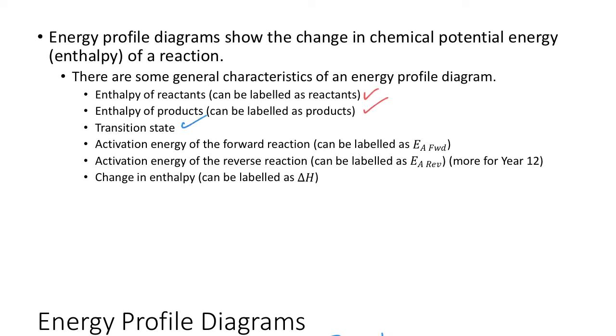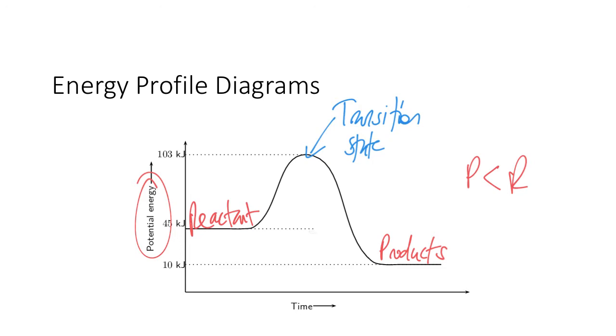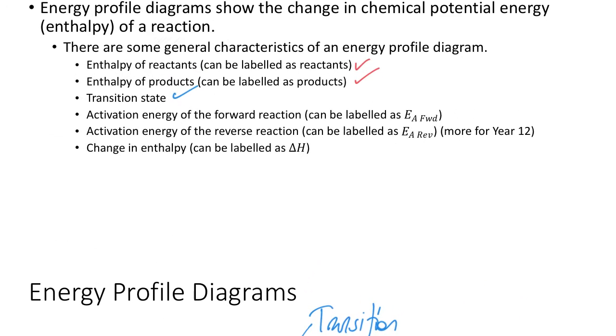Okay, activation energy of the forward reaction, labeled as EA forward. So let's have a look at where that is. The activation energy is the energy required to break the bonds between the reactants and bring it to the transition state. So it is this amount here from the reactants to the transition state. That's the activation energy, EA forward. That's the amount of energy required to break the bonds.